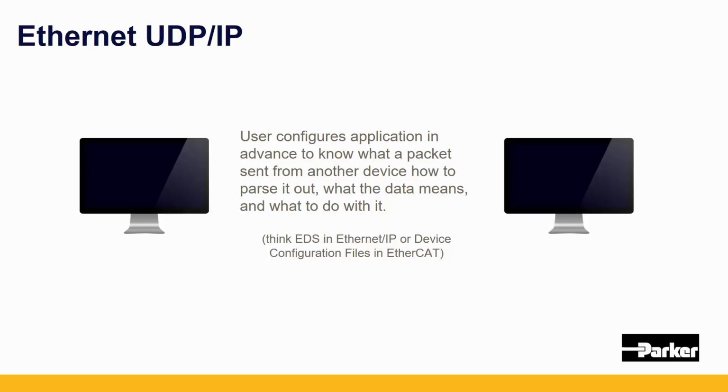Ethernet UDP/IP is going to be a little bit more familiar and what you would most associate with a control network. In UDP/IP, both devices need to know what type of packet is going to get sent from one to the other, what that data means, and how to parse it out. So initial configuration actually has to go on both devices. This would be something like your electronic data sheet or your EDS sheet in Ethernet IP. Even though EtherCAT doesn't work on UDP/IP, you could also say that this is kind of similar to what you do with the device configuration files.